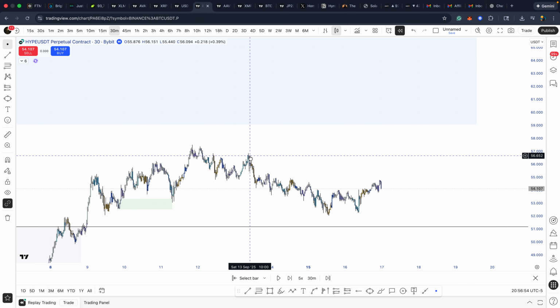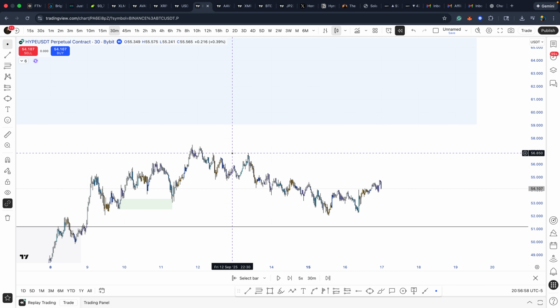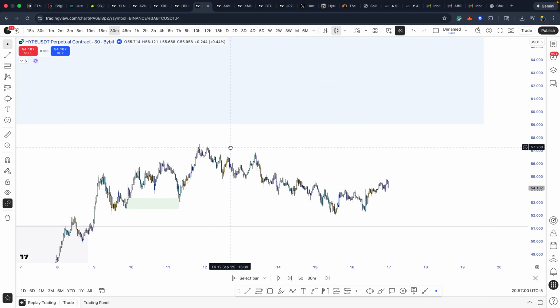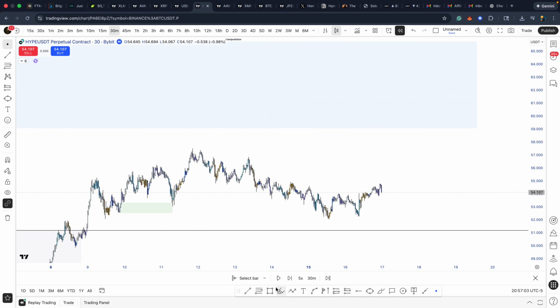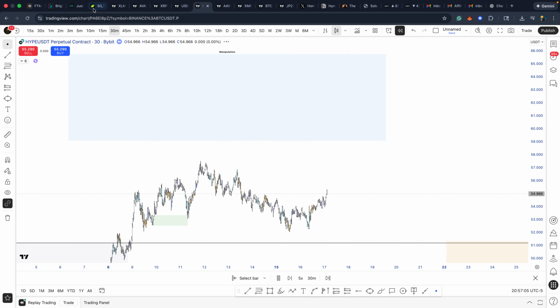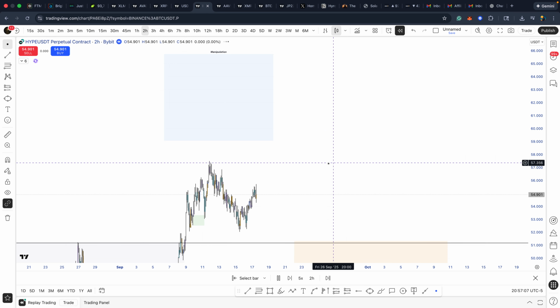Anyone who traded this during the London session, I don't know exactly what you're looking at, man, I don't know. It does hit target though. But let's see what else Hype has in store.